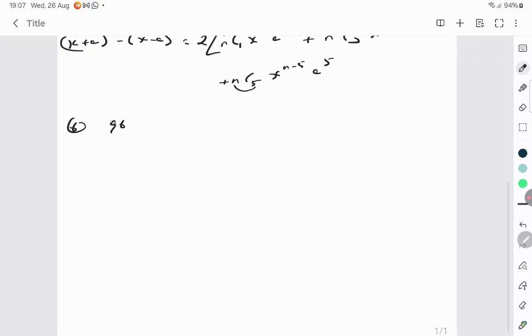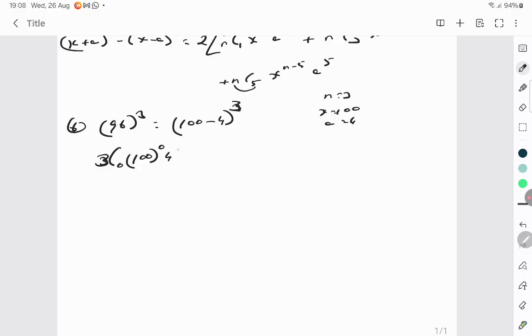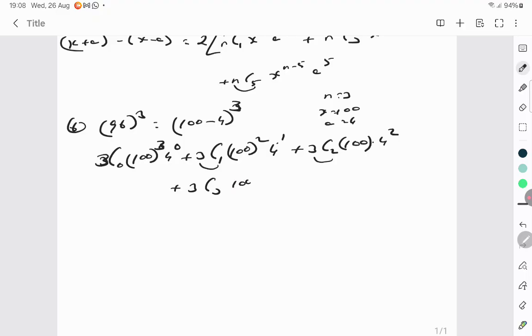This is the 6th sum. (96)^3, you can write it as (100 - 4)^3, and you can apply the formula (x - a)^n, hence n is 3, x is 100, a is 4: 3C0 100^3 4^0 minus 3C1 100^2 in descending order 4^1 plus 3C2 100^1 4^2. So next is minus 3C3 100^0 4^3.